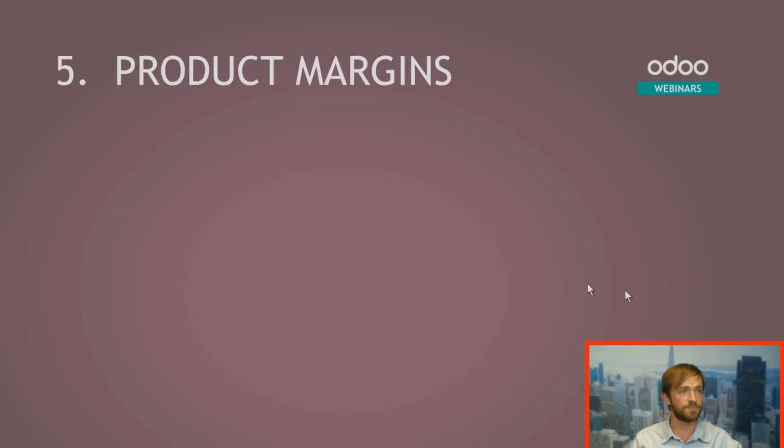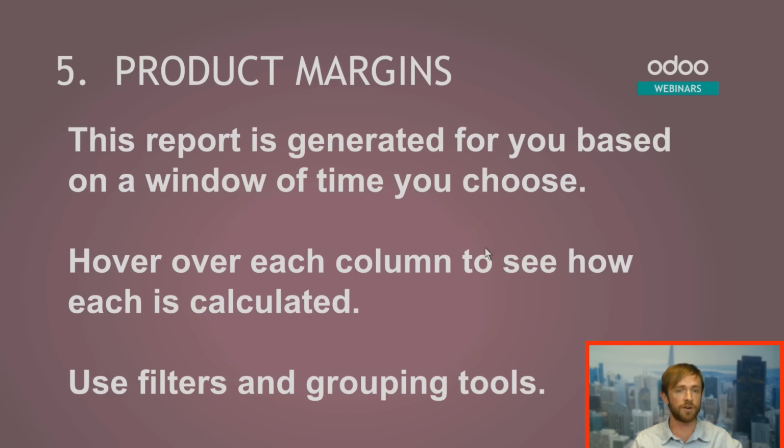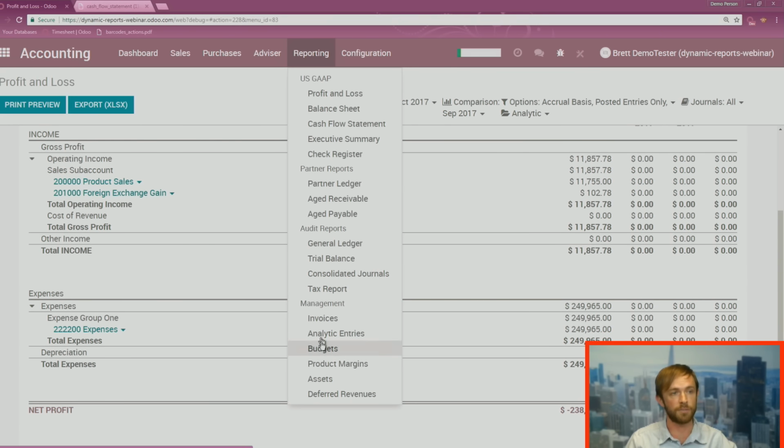And then finally, product margins. Some people aren't aware of how good our product margin report is. It's not technically a dynamic report, but it's along the same lines. And it's generated for you based on a particular window of time that you choose. And then you can hover over every single column to get a lot of information about it. And of course, you can use the filtering and grouping tools that you're familiar with in other Odoo reports. So I'll jump over to that right now, the product margins report down here.